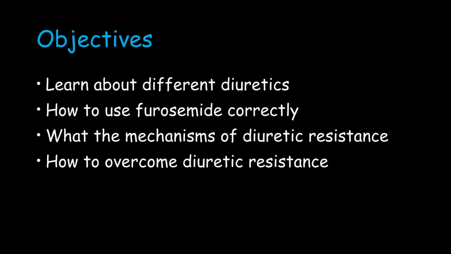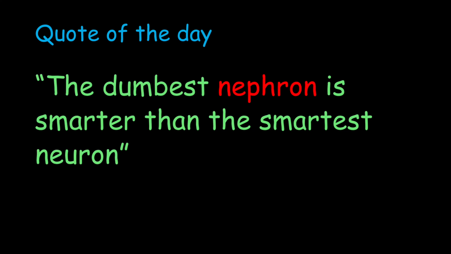The objectives of today's talk shall be to learn about different diuretics, how to use furosemide and other loop diuretics correctly, what are the mechanisms of diuretic resistance, and how we can overcome diuretic resistance. The dumbest nephron is smarter than the smartest neuron. I'll be coming to this in my subsequent slides.